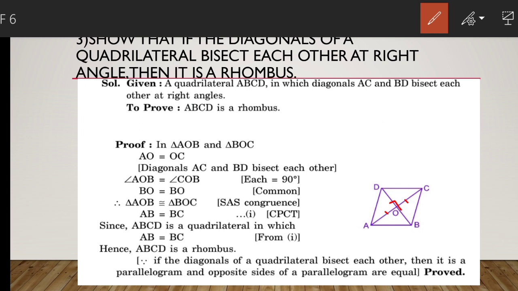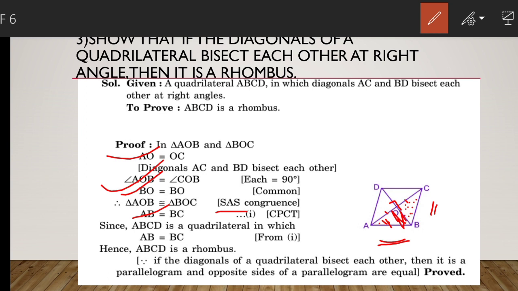Now the proof. We are considering triangle AOB, that is this shaded triangle, and triangle BOC, that is this dotted triangle. From these two triangles we can say AO is equal to OC since the diagonals bisect each other. Angle O is 90 in both, and OB is a common side. So by SAS congruency, we can say triangle AOB is congruent to triangle BOC. By CPCT, we can say AB is equal to BC.